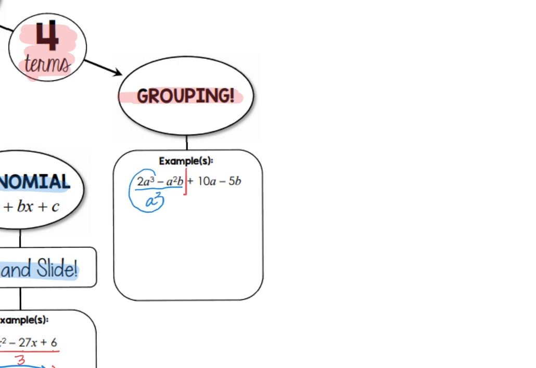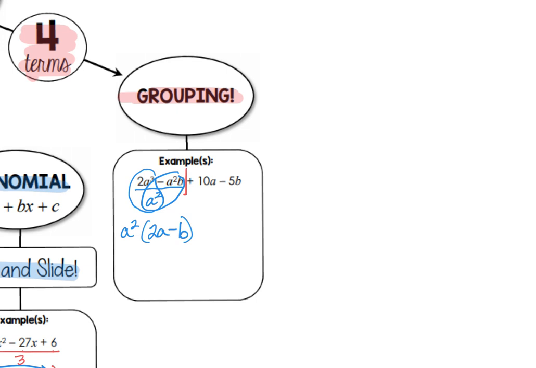So we're going to divide that out of each of these. 2a cubed taking away a squared is 2a. And then we have negative a squared b. We're taking away the a squared, so we're just left with that minus b. And then we'll put a squared on the outside.